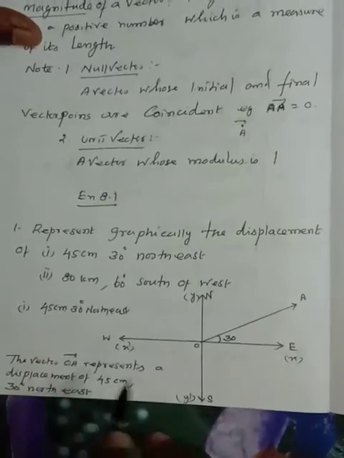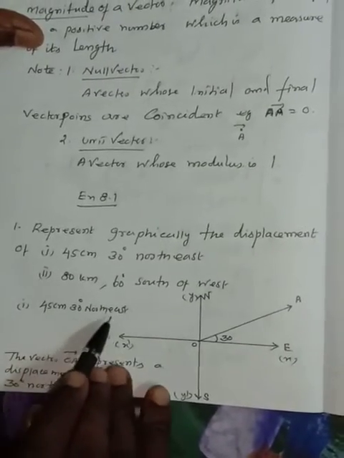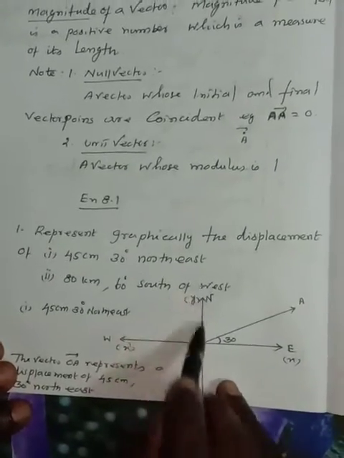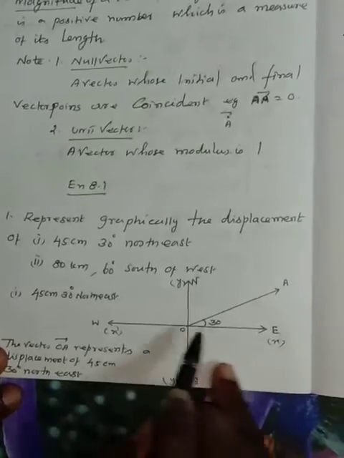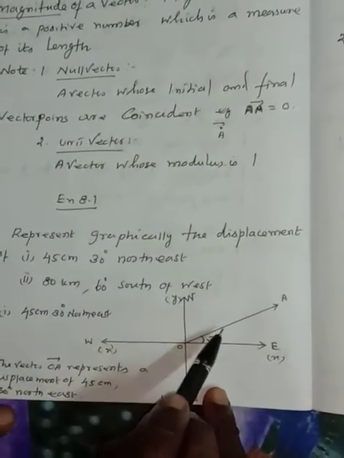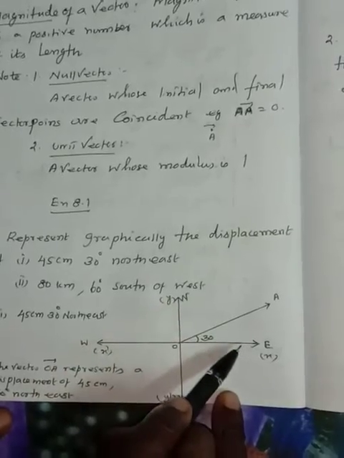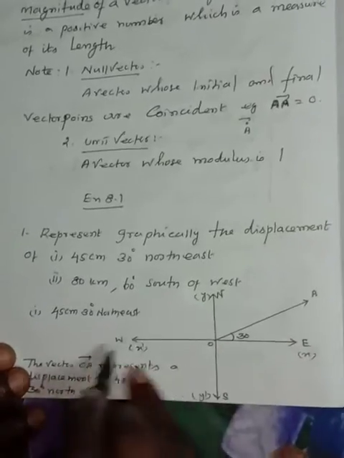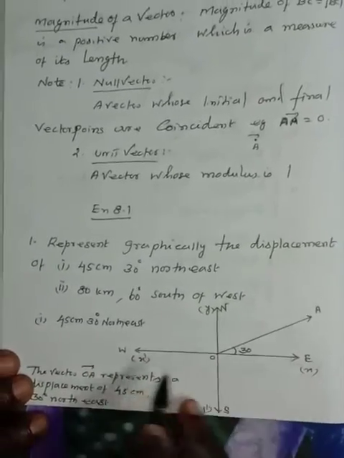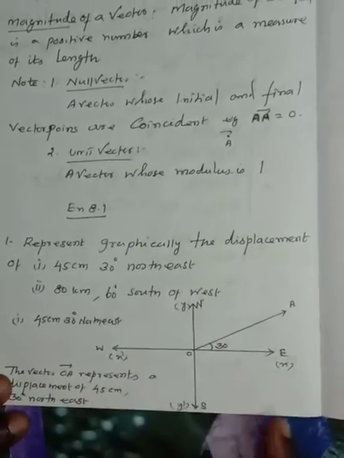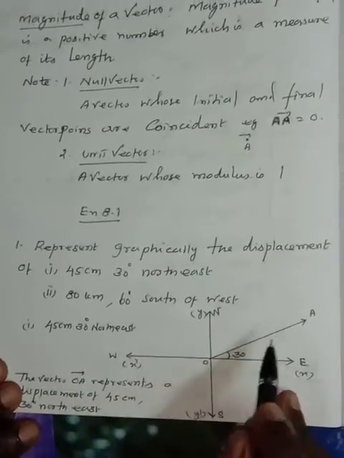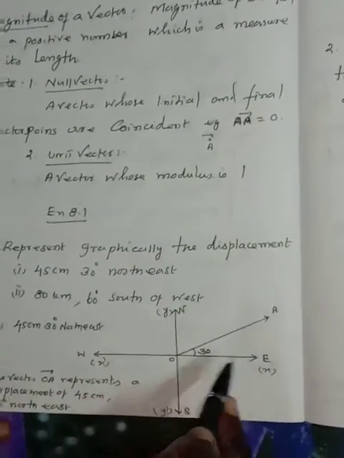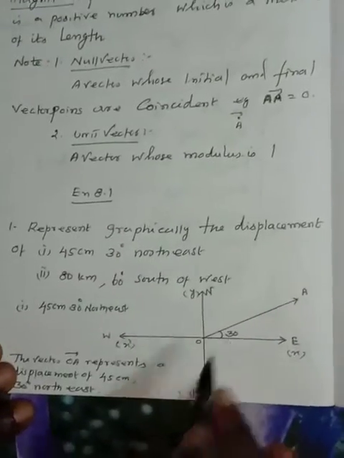Now the question is 45 centimeters 30 degrees northeast. North is this way, east is this way. Northeast means north to east. O is the point of intersection of the x and y axes, where east, west, north and south meet. Northeast means the side from north to east. The length is 45 centimeters, and this is 30 degrees.